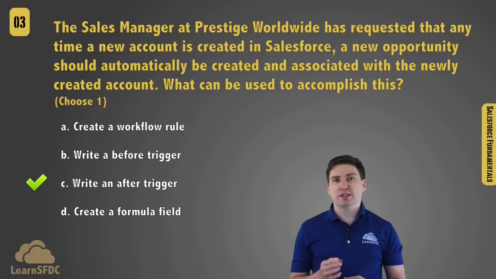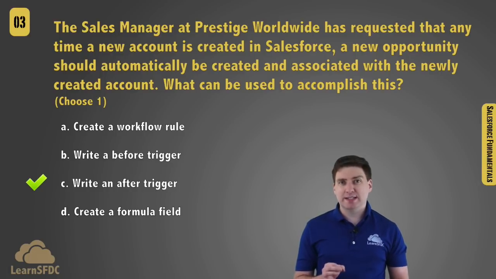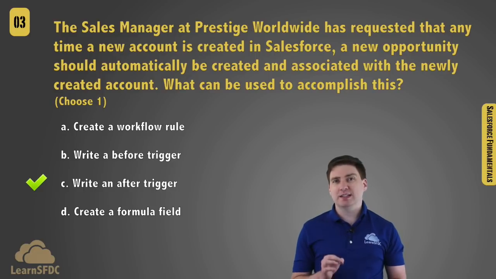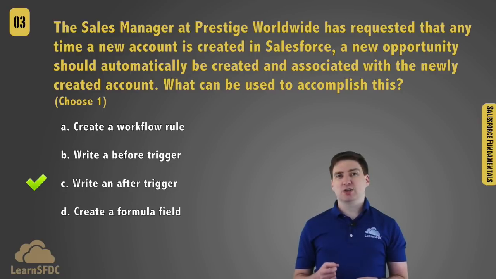Most triggers used in Salesforce orgs will usually be before triggers, but we need to use the after trigger because we need information from the newly created account record, specifically the record ID, and Salesforce can't give us that information until after the account has been created. Now let's look at the incorrect answers.